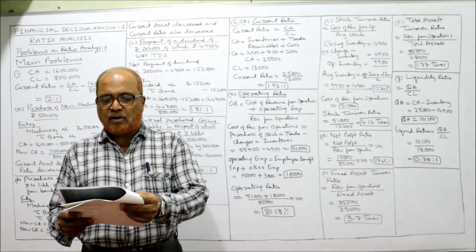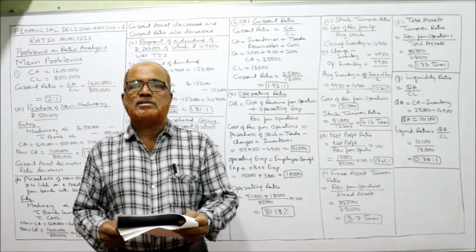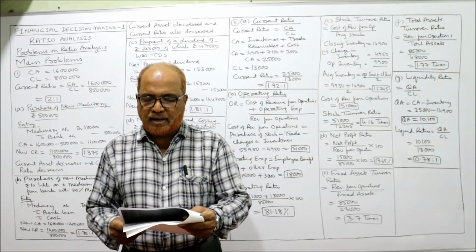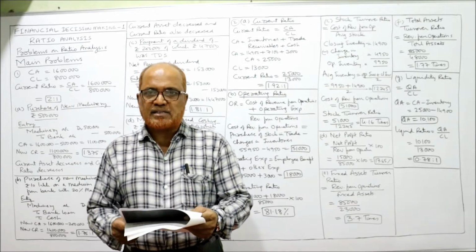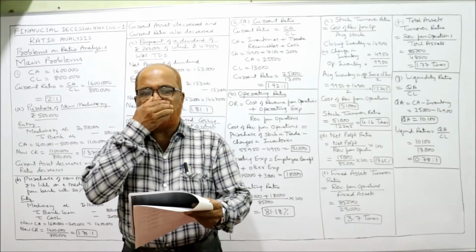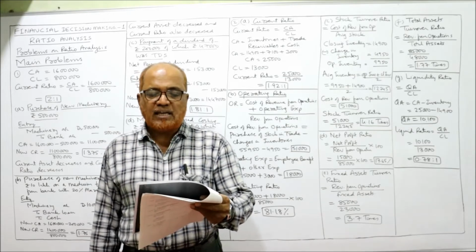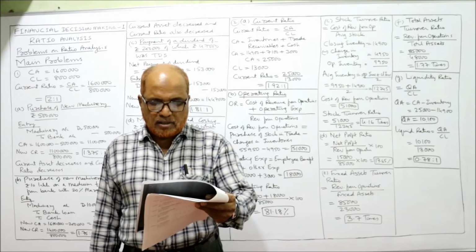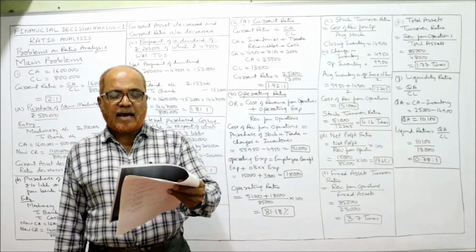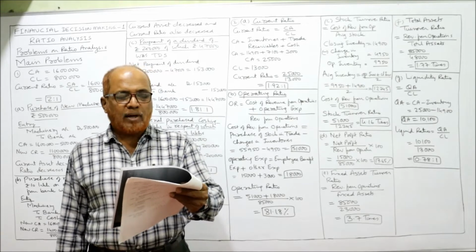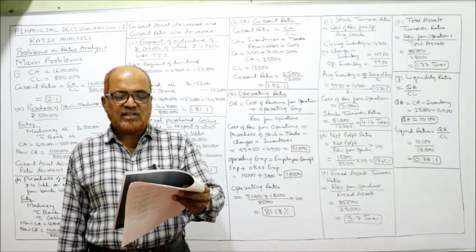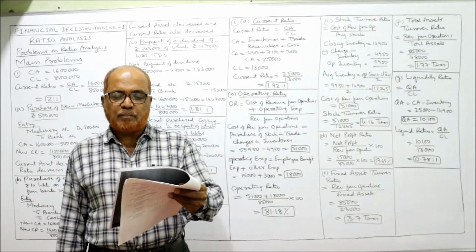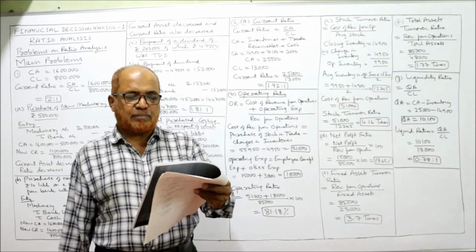The statement of profit and loss for the year ended: revenue from operations 85,000, other income 500. The total income 85,500. Expenses: purchase of stock in trade 55,950, changes in inventory 4,950, right? And employee benefit expenses 15,000, finance cost 1,500, other expense 3,000, total expenses 70,500, profit is 15,000. This is the income statement.